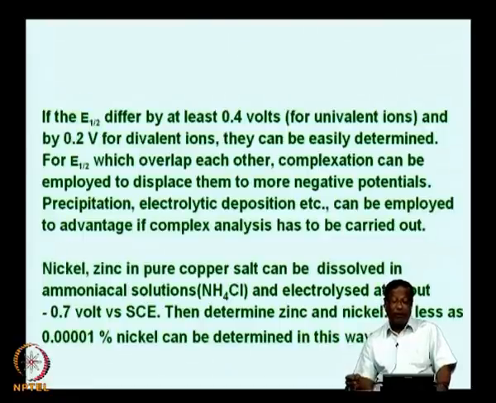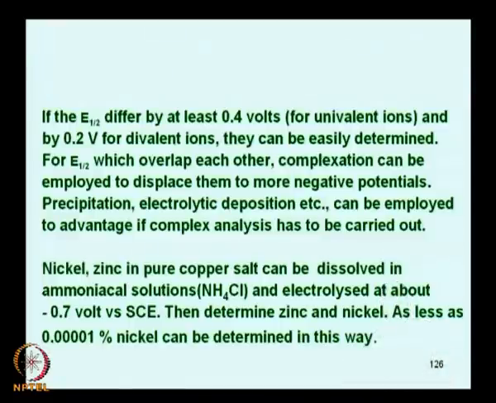We can also use precipitation, electrolytic deposition, etcetera, to advantage if the complex analysis has to be carried out, and polarographic analysis is part of the total analytical program. For example, nickel and zinc we can determine in pure copper salt by dissolving in ammoniacal solutions and electrolyzing at about 0.7 volts versus saturated calomel electrode. Then we can determine the zinc and nickel separately as complex ammoniacal solutions.